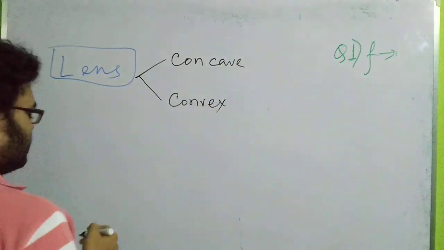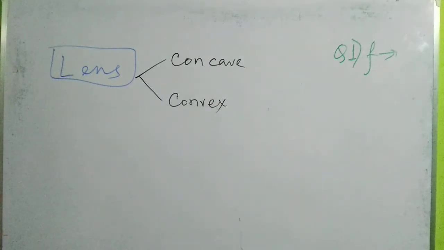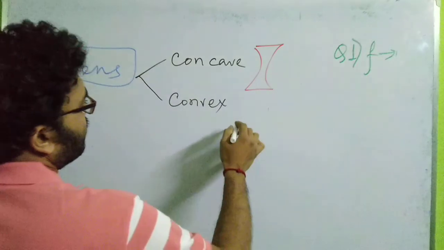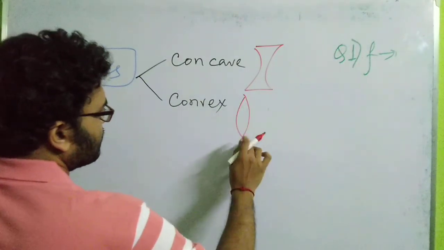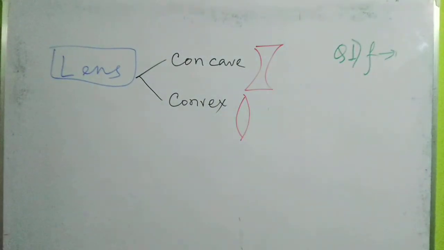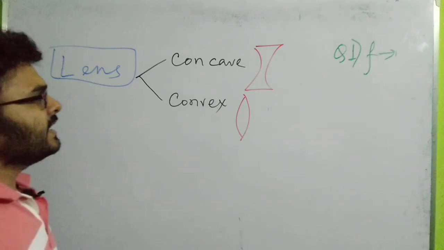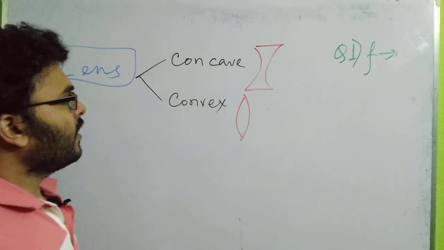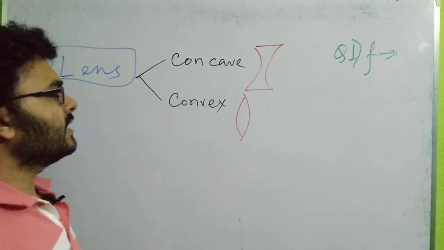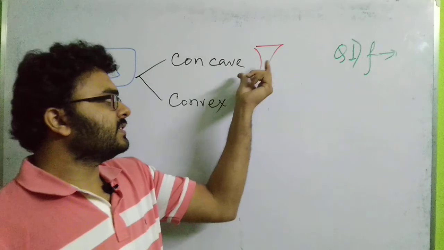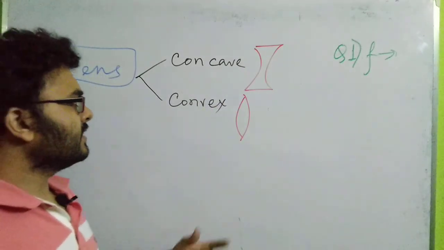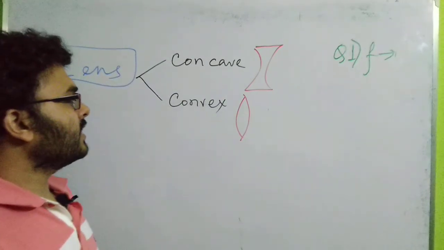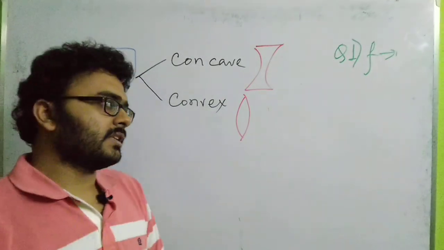If you can remember the diagram, concave is somewhat like this and convex is somewhat like this. A concave lens is generally the one whose edges are thicker than the middle portion, and the middle portion is thinner. Whereas in the convex lens, the middle portion is bulging out, thick, and the outer edges are thinner. So these are the two types of lens.